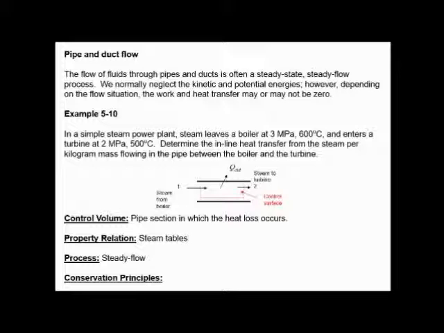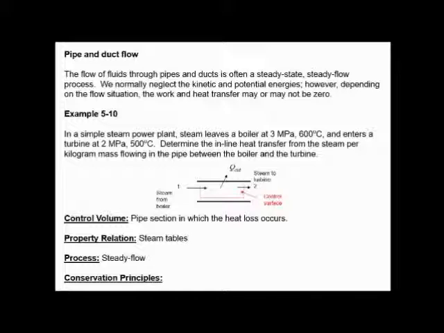So determine the heat transfer from the steam per kg mass flowing in the pipe between the boiler and the turbine. You can see from the first part, the steam from the boiler enters through part 1 and exits from the steam to the turbine. Now in this case, the control volume is this pipe section. The properties we will use from the steam table because the temperatures and pressures corresponding to them are given.